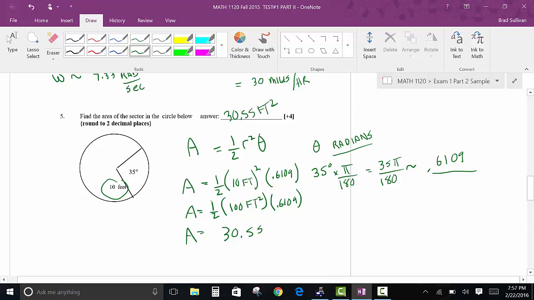So the key thing on that one is, if I'm asking for some problem about area of a sector, that's a formula that you're going to be given, so you don't have to memorize that. You just have to know how to use it, and the key thing is theta must be in radians, so you don't want to forget that.